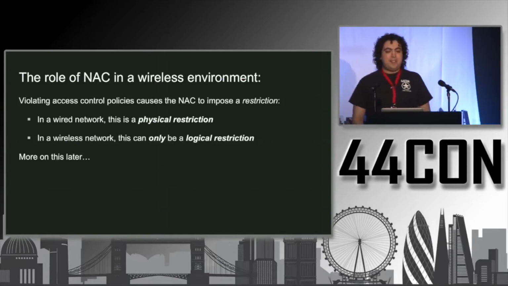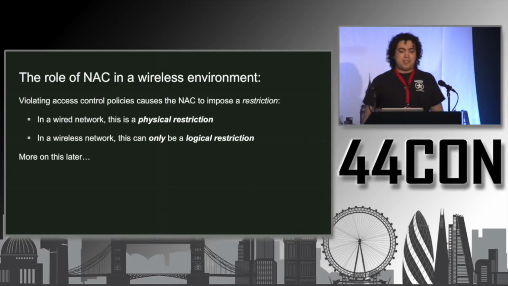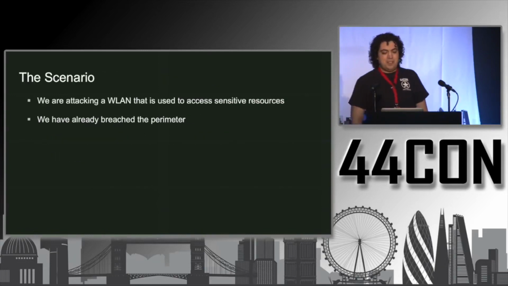So essentially, violating access control policies is going to cause the NAC to impose some kind of restriction. In a wired network, this is going to be a physical restriction, so it's pretty solid. But in a wireless network, this can only be a logical restriction, much like what we just saw with Wi-Fi tap and client isolation.